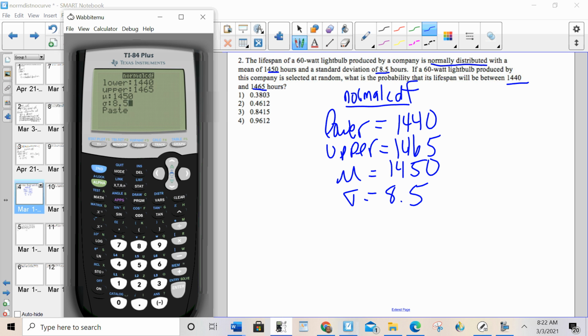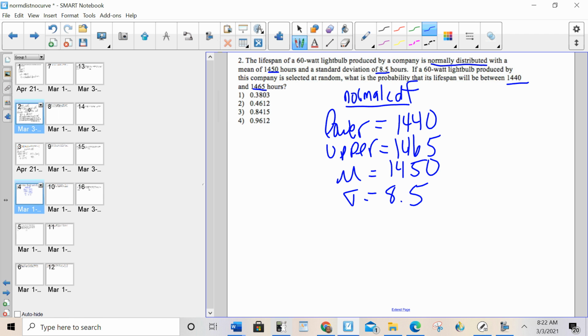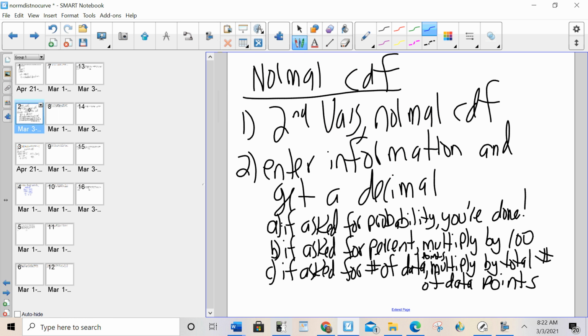So I popped that into the calculator. I get a decimal. And now there are three circumstances. If they're asking me for a probability, I'm done. If they're asking me for a percent, multiply by 100. If they're asking me for the number of data points, multiply by the number of data points.